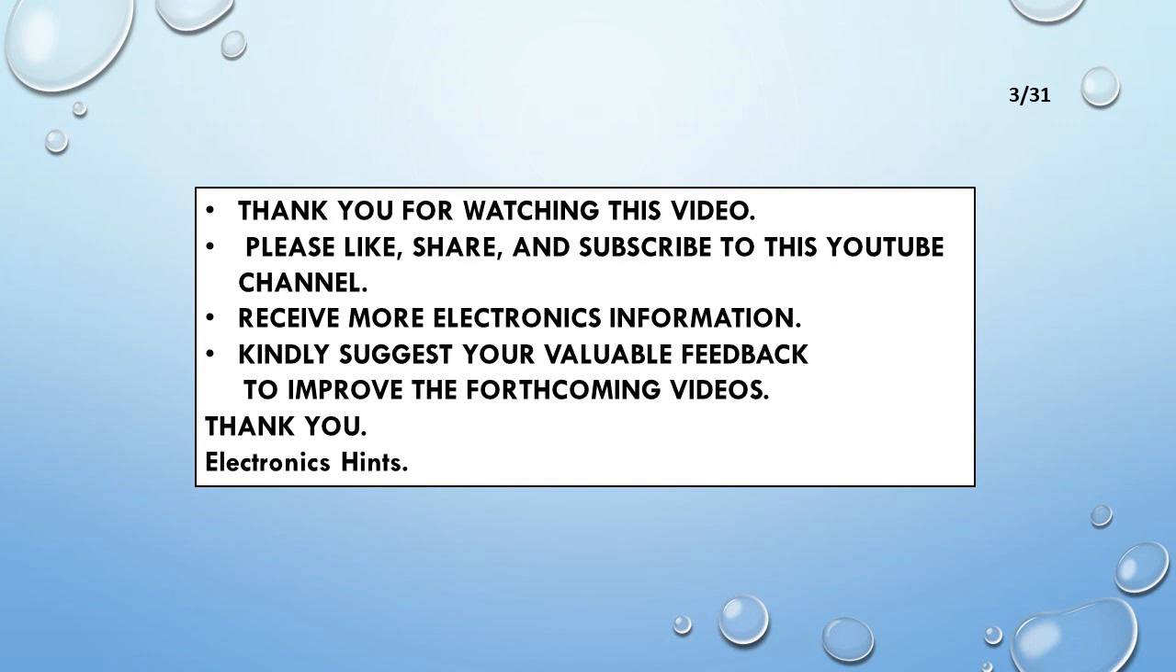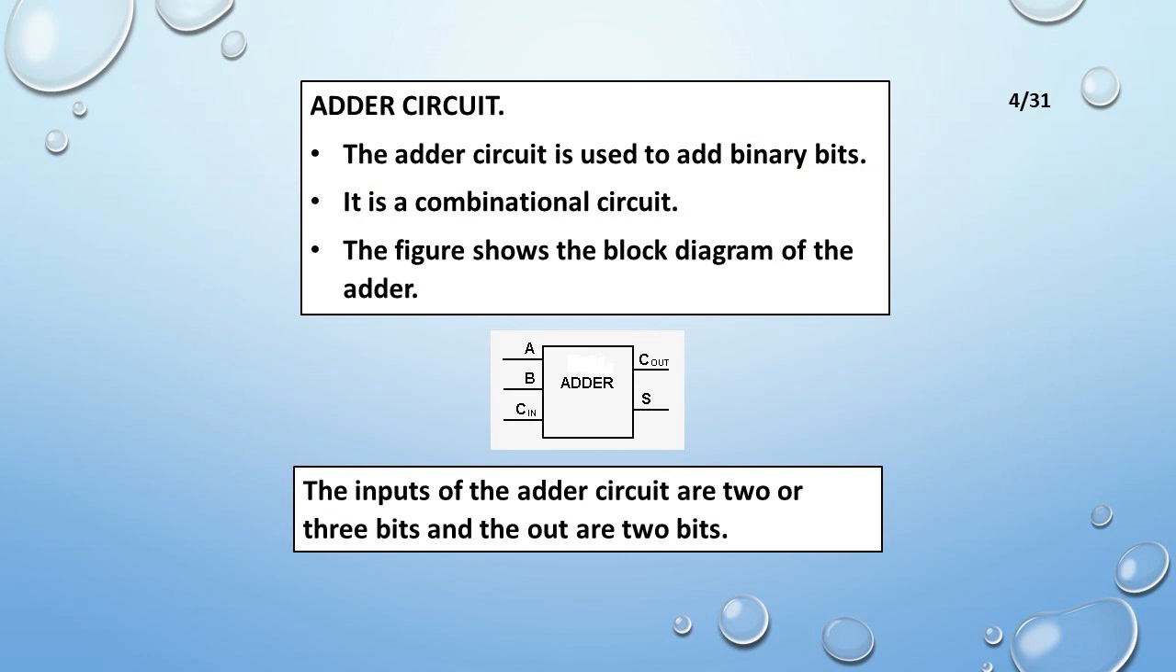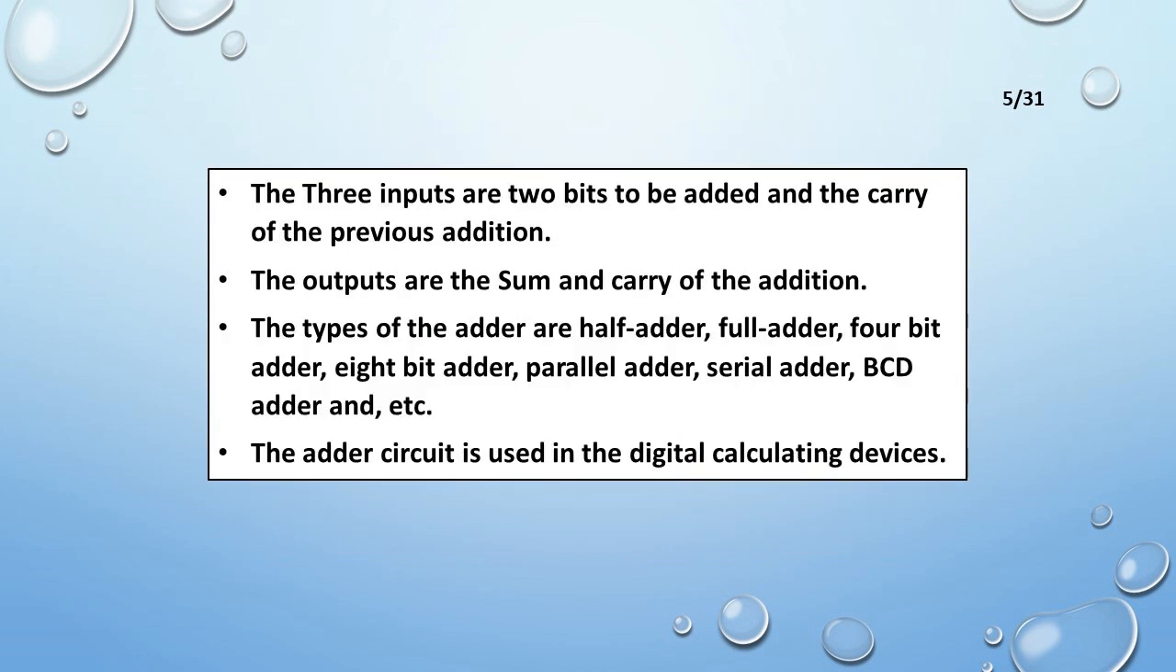Electronics Hints. Adder circuit. The adder circuit is used to add binary bits. It is a combinational circuit. The figure shows the block diagram of the adder. The inputs of the adder circuit are 2 or 3 bits and the outputs are 2 bits. The 3 inputs are the 2 bits to be added and the carry of the previous addition. The outputs are the sum and carry of the addition.